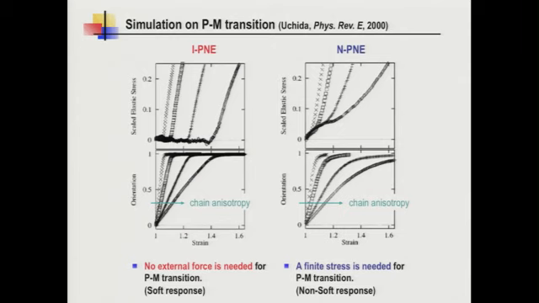So this is the simulation work. He showed that in the case of isotropic genesis, no external force is needed for the transition, so the system is purely soft. But in the case of nematic genesis, a finite stress is needed for the transition. This non-soft response is due to the memory of the initial director field. It becomes a robust constraint for the director rotations. So we did the corresponding experiments.